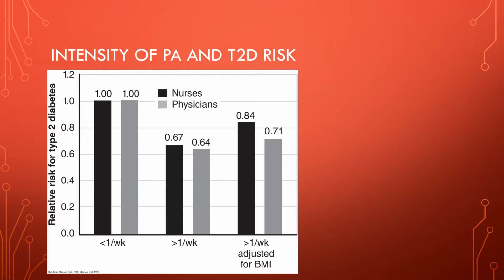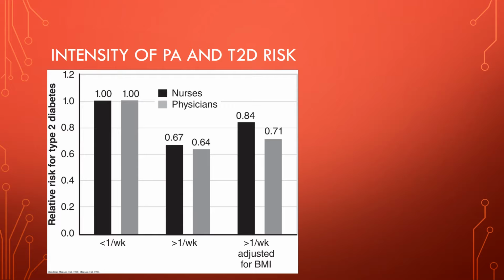So what about the intensity? Does the intensity of physical activity matter? This data is from the Nurses' Health Study and the Physicians' Health Study. These are two cohort studies, obviously made up of nurses and physicians. And what you see here, again, is relative risk on the y-axis. The black bars are the nurses. They were all females. The gray bars are physicians. I believe that's males and females.